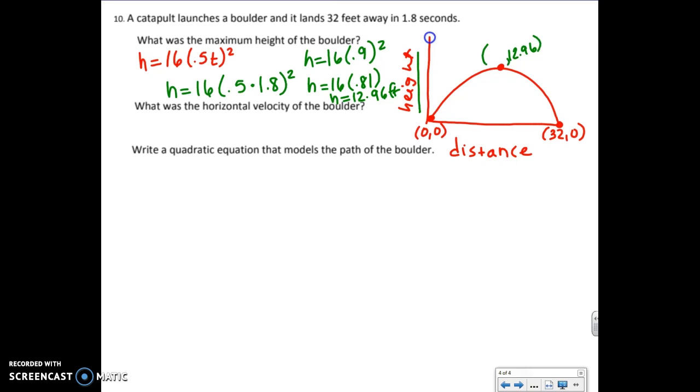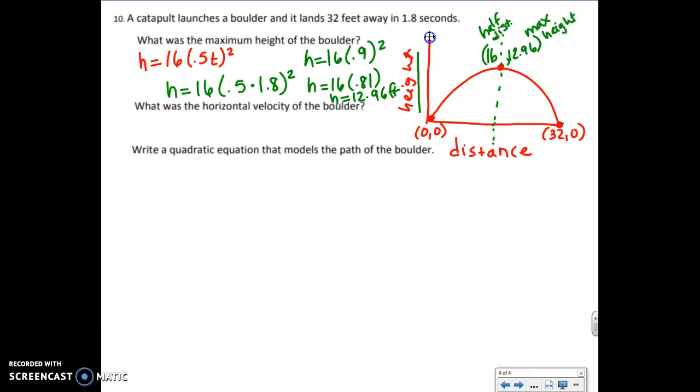So for my x of my vertex, remember that it's right down the middle. So right down the middle here would be half of the distance. So if I look from 0 to 32, right in the middle of 32 is 16. So half of my distance is the x of my vertex. Half the distance, and this is the max height. That's how you find your vertex.